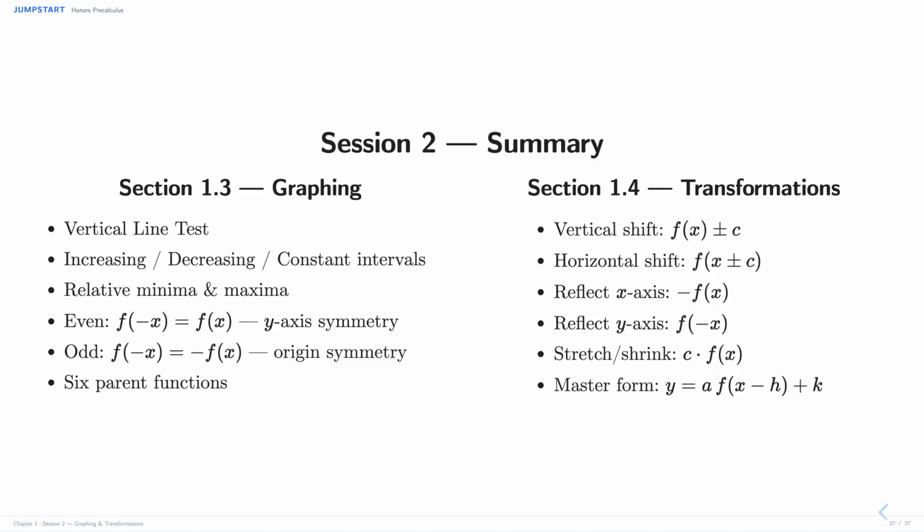To summarize today's session, we covered the vertical line test, intervals of increase, decrease, and constant behavior, as well as relative minima and maxima. We learned about even and odd functions, and we explored the 6 parent functions. In the second section, we discussed transformations, including vertical and horizontal shifts, reflections, and vertical stretches and shrinks. Remember to practice these concepts, as they are foundational for our next session on combining functions, composition, and inverses.